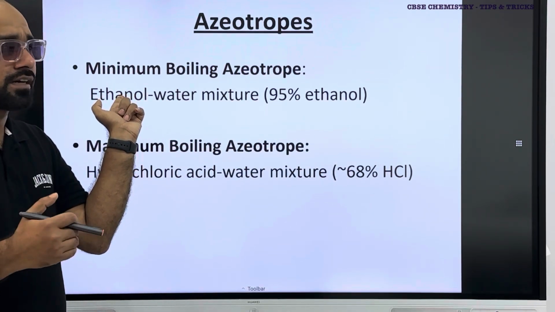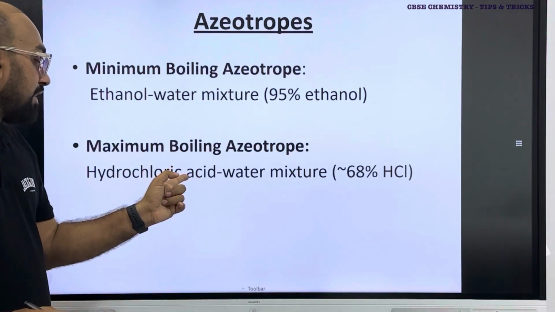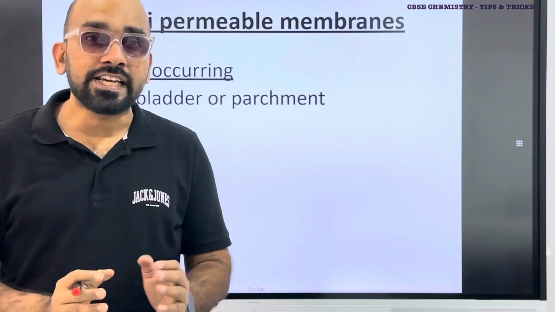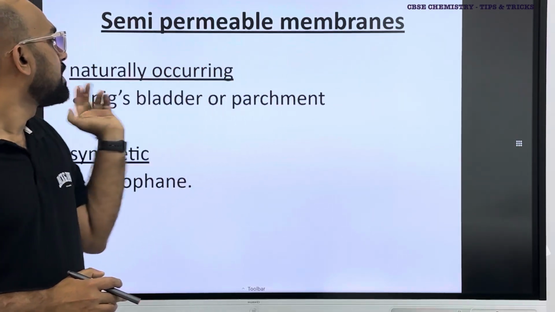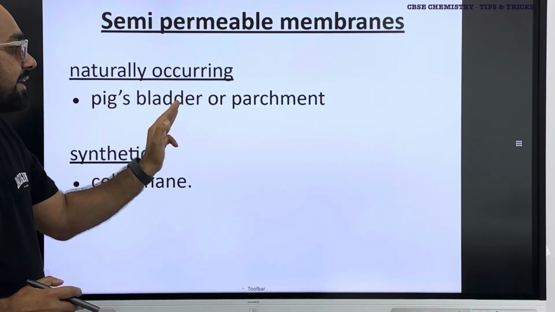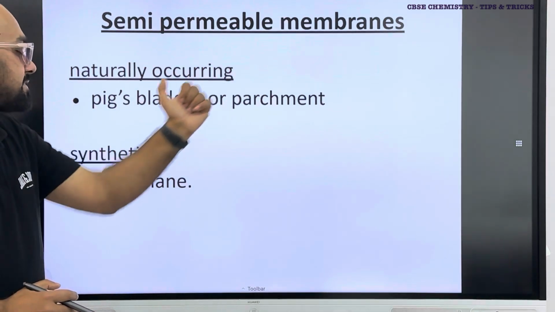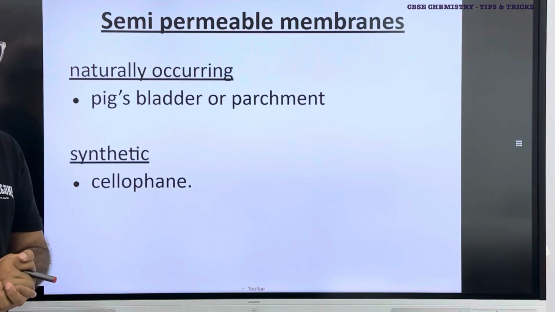And you already know, right? If alcohol is there, it shows positive deviation. And if acid is there, it shows negative deviation. Keep that in mind. In your textbook, 2 examples for semi-permeable membrane are given. Naturally occurring semi-permeable membrane is pig's bladder or parchment, and a synthetic semi-permeable membrane example is cellophane. It is from the textbook, so learn it.